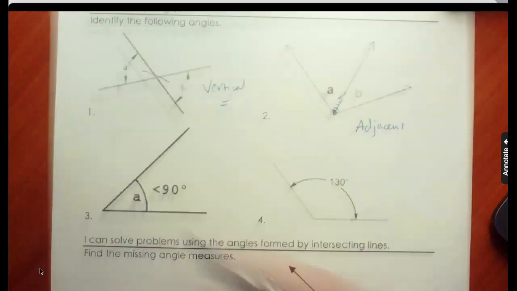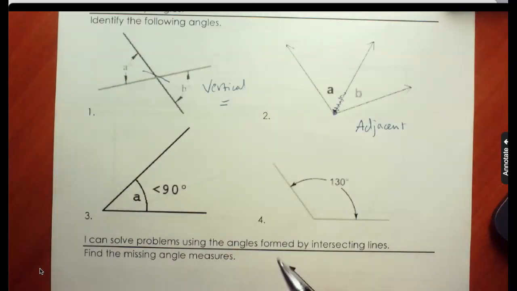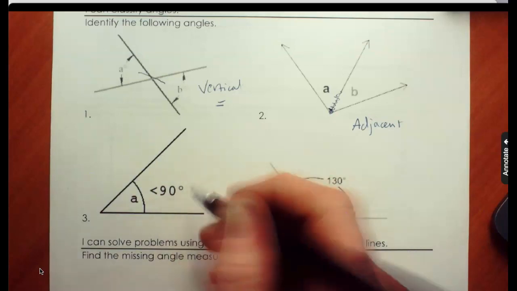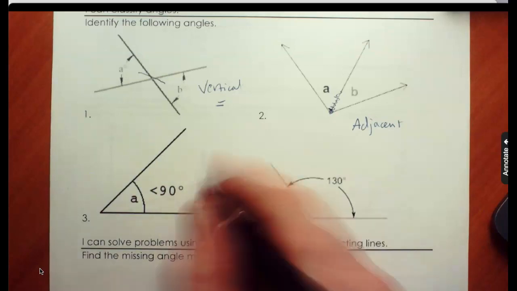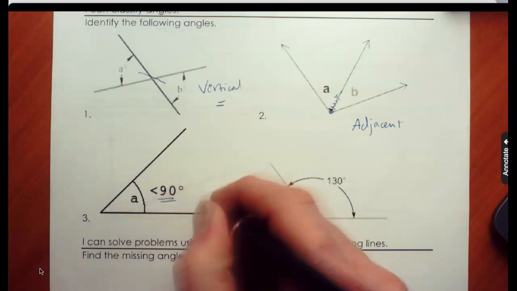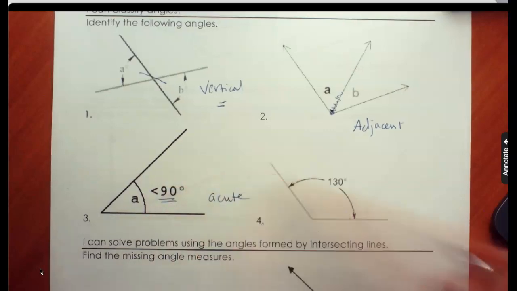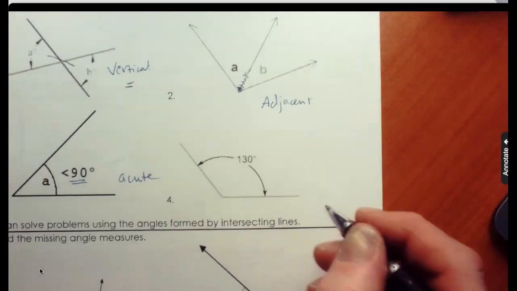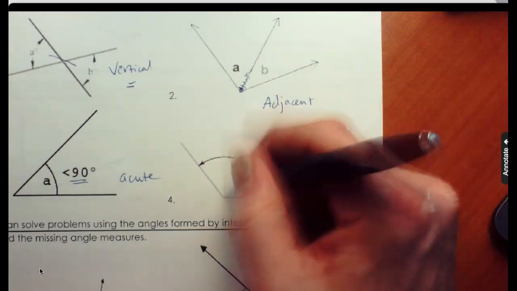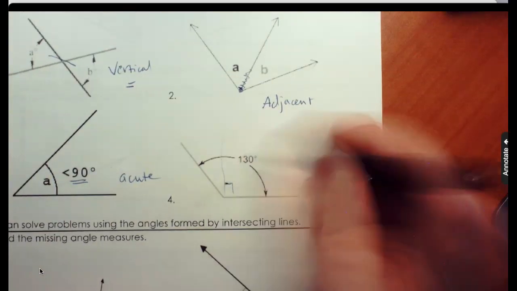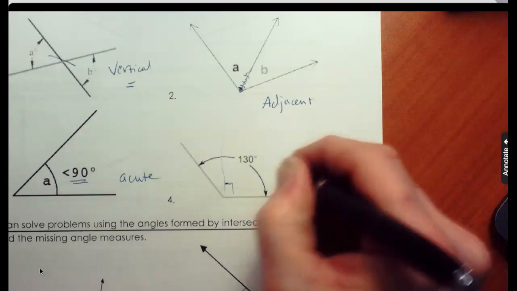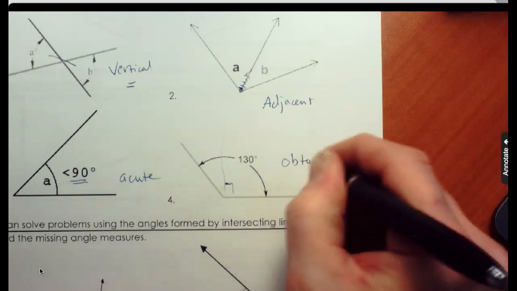Down here, number 3, this looks like about a 60-degree angle, maybe 50. It's less than 90, so this is an acute angle. And this one over here, it's greater than my 90 here. It's 130 degrees. It's greater than 90, so this is going to be an obtuse angle.